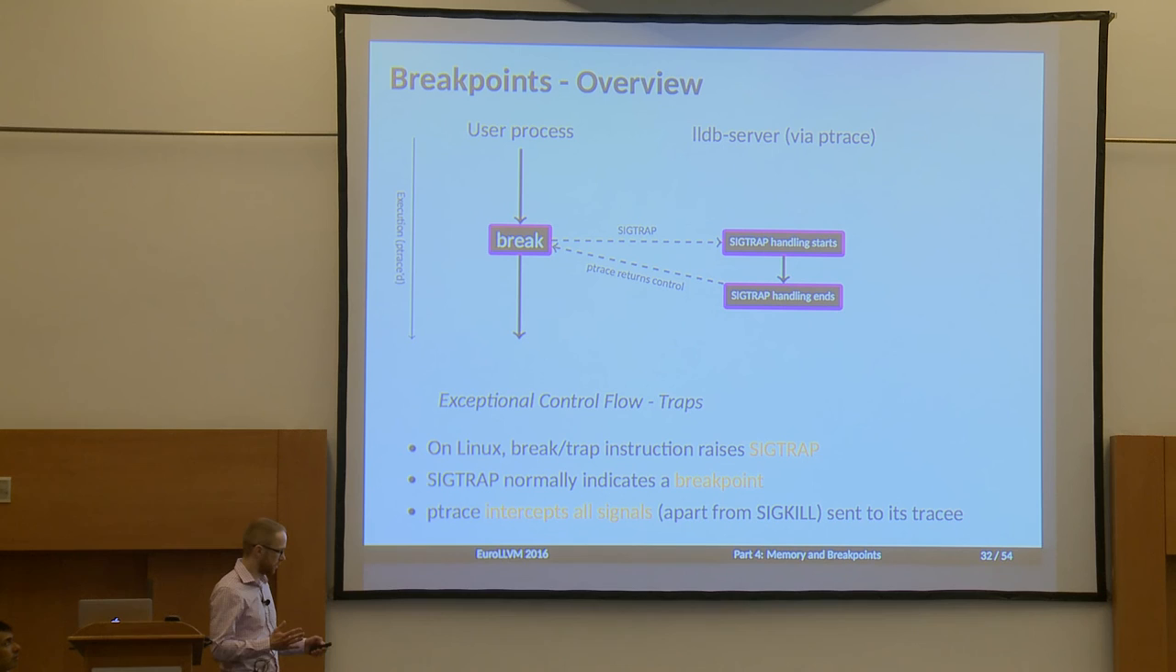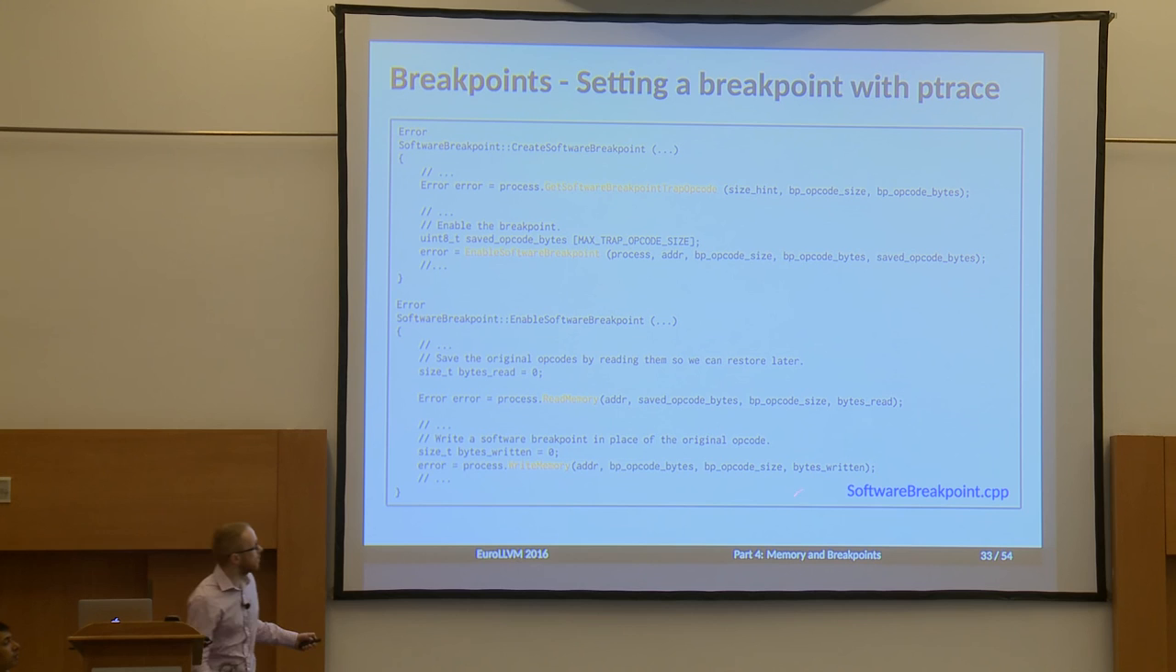So what I'm going to show you is how this break instruction is being injected, because that's the meat behind setting a breakpoint. This roughly happens in this file. And as you can see, it starts with get software breakpoint trap code. So you need the opcode for your trap or break instruction. Once that's available, you go here, enable software breakpoint. And what happens, you read memory.